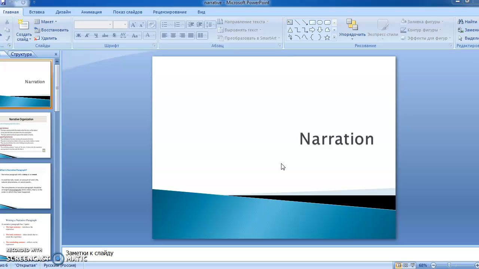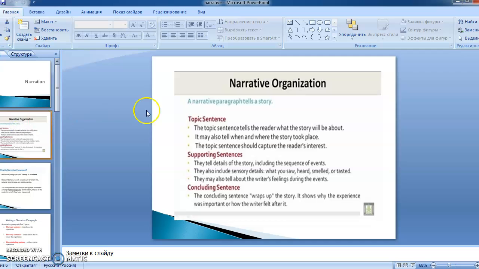Today's topic is about narration. Now we'll talk about how to write narrations in writing. Firstly, on the first slide, we'll talk about narrative organization. As you can see, there are three main parts of the narrative paragraph. These are the topic sentence, supporting sentences, and the concluding sentence.